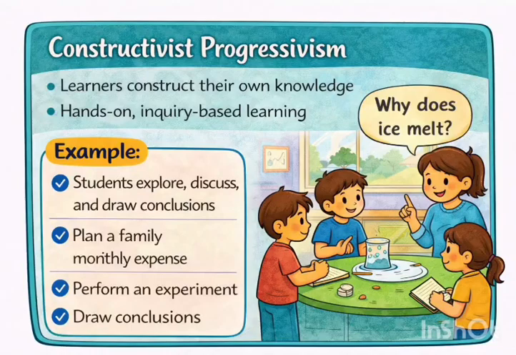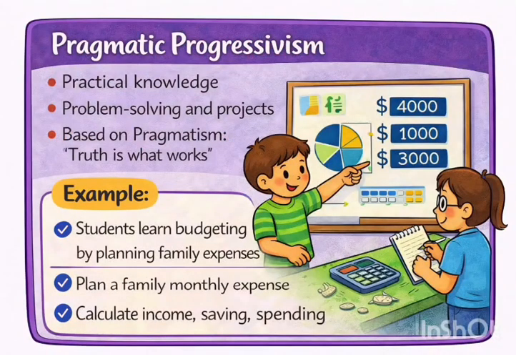Next, pragmatic progressivism. It is based on the philosophy of pragmatism. This form believes that truth is what works in practice. The key ideas include that knowledge is not fixed. It changes with experience. Learning is problem solving. It focuses on practical usefulness. Example, to learn about budgeting, the students can plan family monthly expenses, calculating the income, savings, and spending. So, it will help them to apply the learned knowledge in real life and check the truth about that.